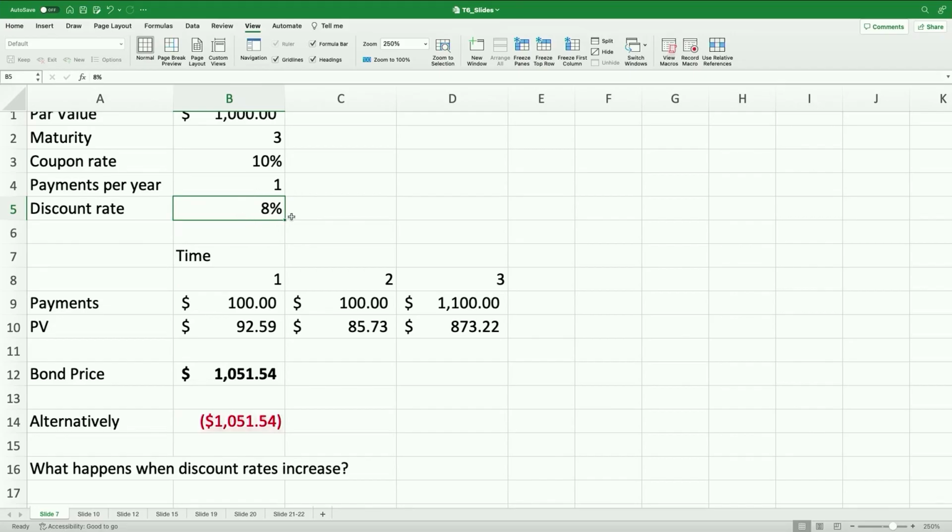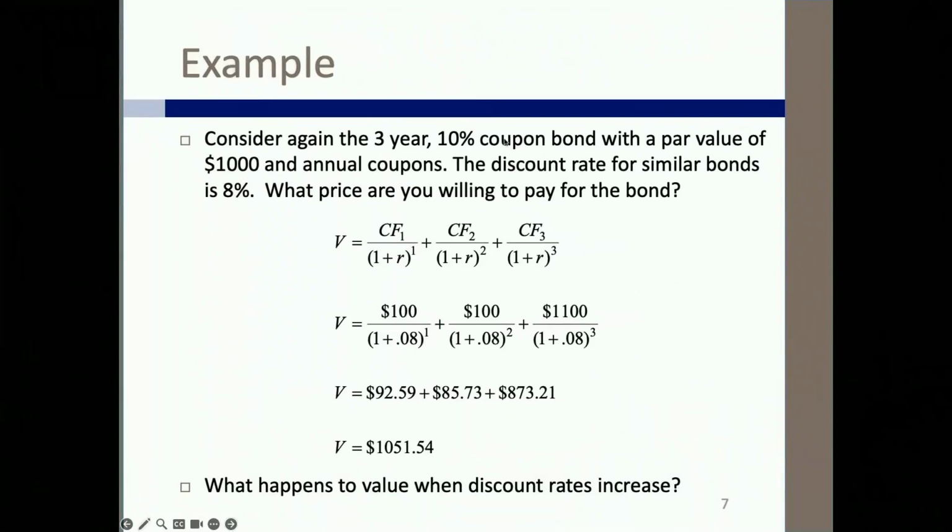So when I increase this discount rate, we should expect this bond price to fall. Let's see it. Let's make this discount rate 10%, and we should see the bond price go down. Indeed, it does. How about if we made it 15%? Should fall even more. Okay. So as discount rates go up, or as interest rates go up, bond prices come down. Good. Let's jump back to our slides.